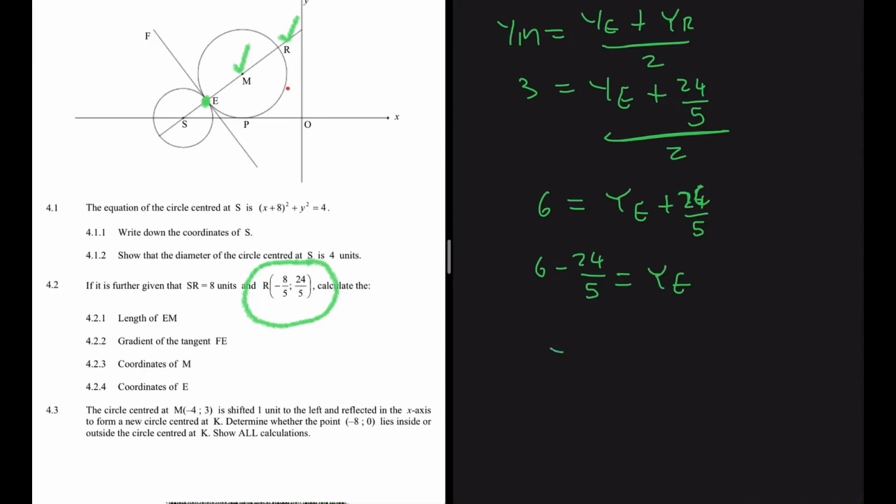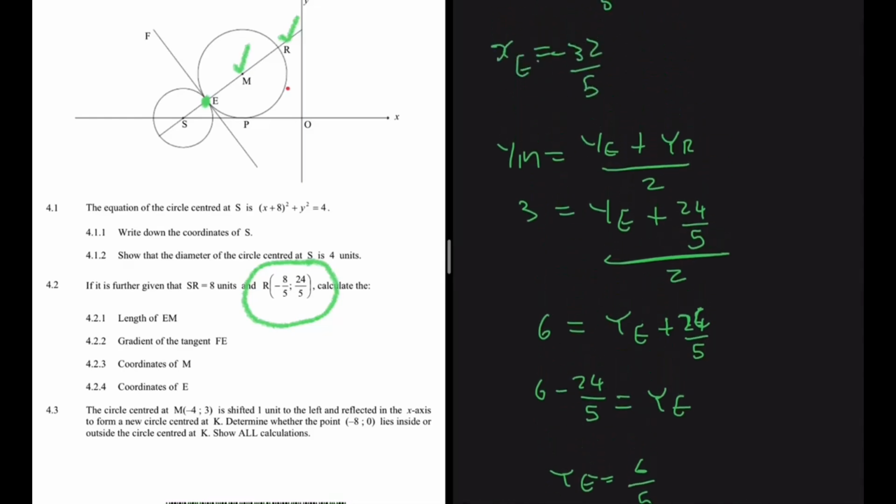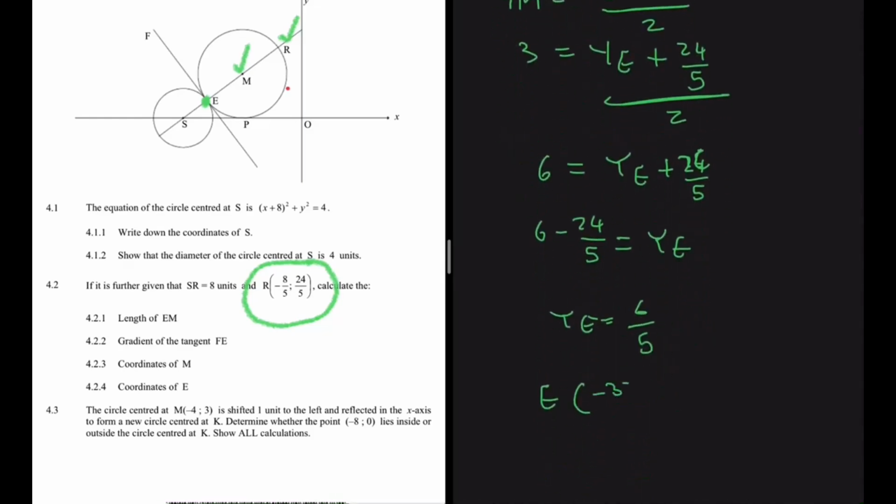So what is y of E? Y of E will be, if you compute that, you get 6 divided by 5, which makes total sense, right? It's just slightly above 1, because 6 minus 24 divided by 5 should be 1 point something. So now we have E having coordinates minus 32 divided by 5 and 6 divided by 5. And there we go. Let's do 4.3.